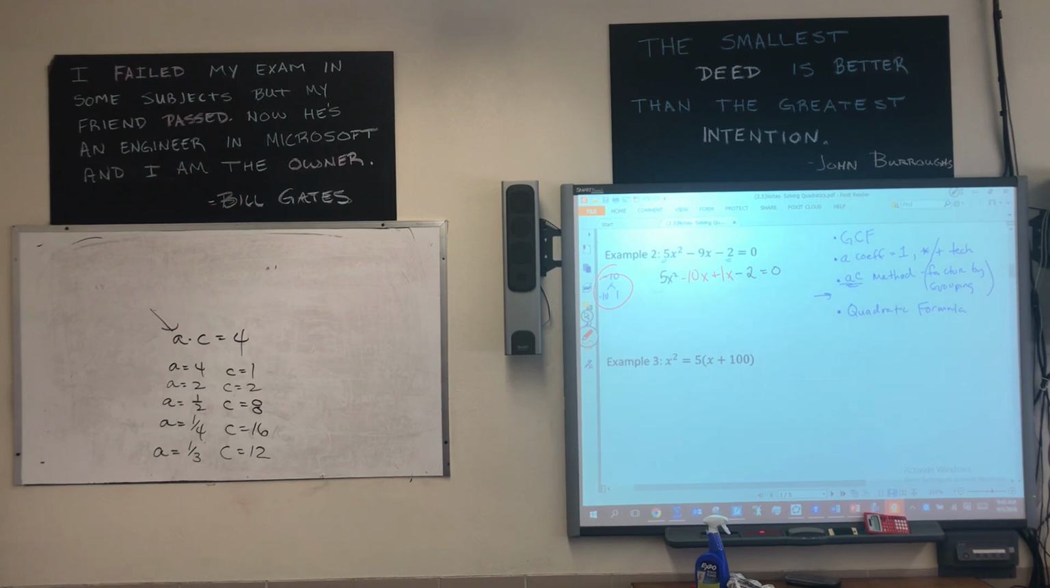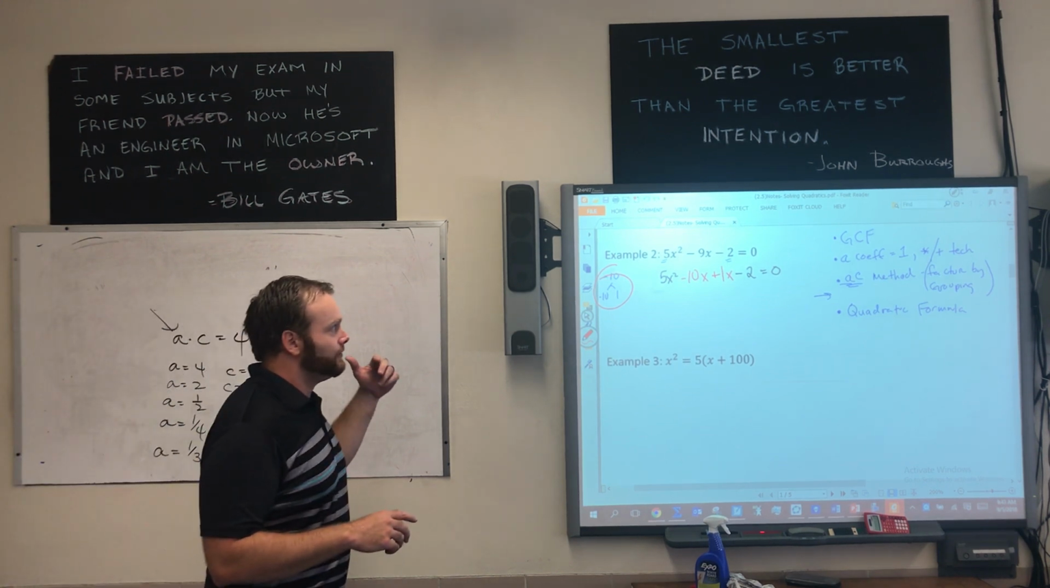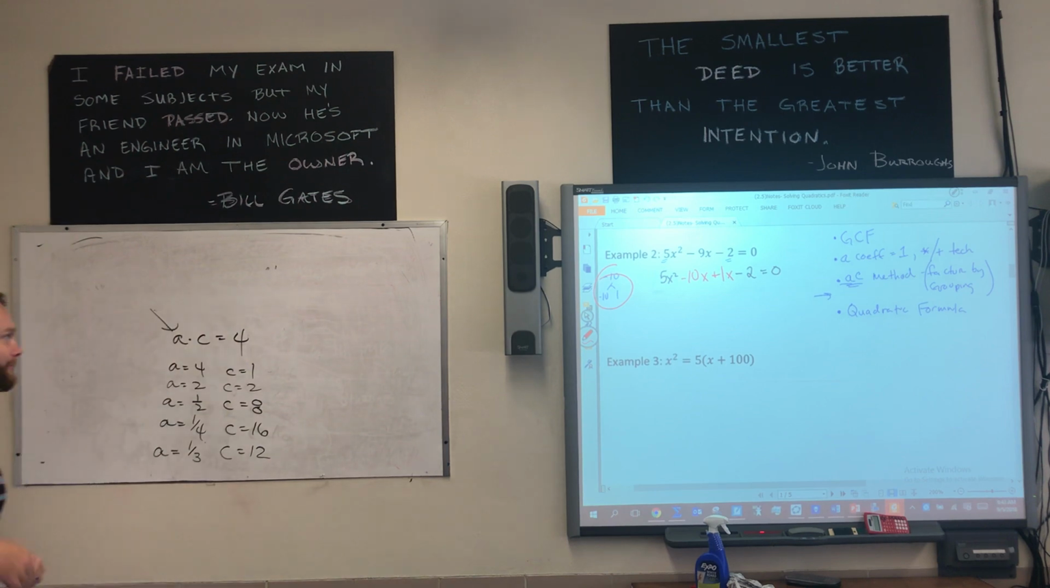I can make it negative 10x and 1x. I can make it negative 2x and negative 7x. I can make it negative 13x and positive 4x. There's a lot of different ways to rewrite negative 9x as a sum of 2 numbers, right? But there's only one way to do that so that I can factor this problem. And that's the one way.